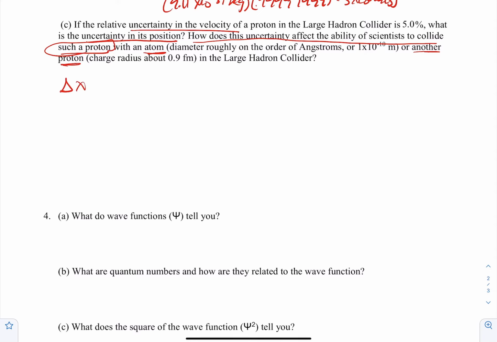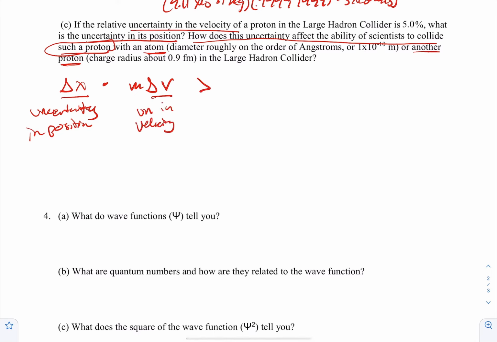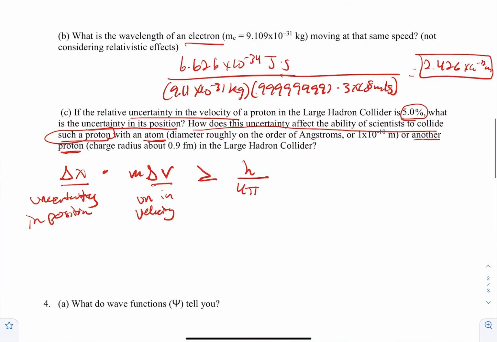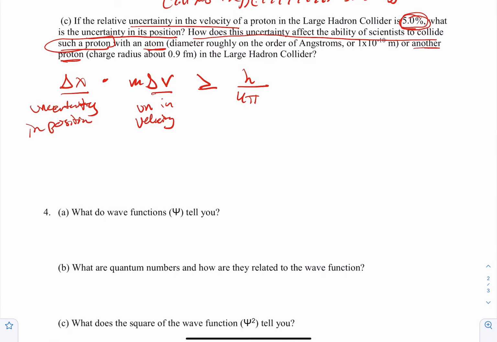So we've got delta x, which is the uncertainty in position, okay, times mass times the uncertainty in velocity. So uncertainty in velocity, I'll just put delta v. Okay, and that's greater than or equal to Planck's constant over 4 pi. Okay, so they tell us that the uncertainty in the velocity is 5%, meaning that using the speed here, we only know that somewhere within 5% of that is where the actual velocity is.